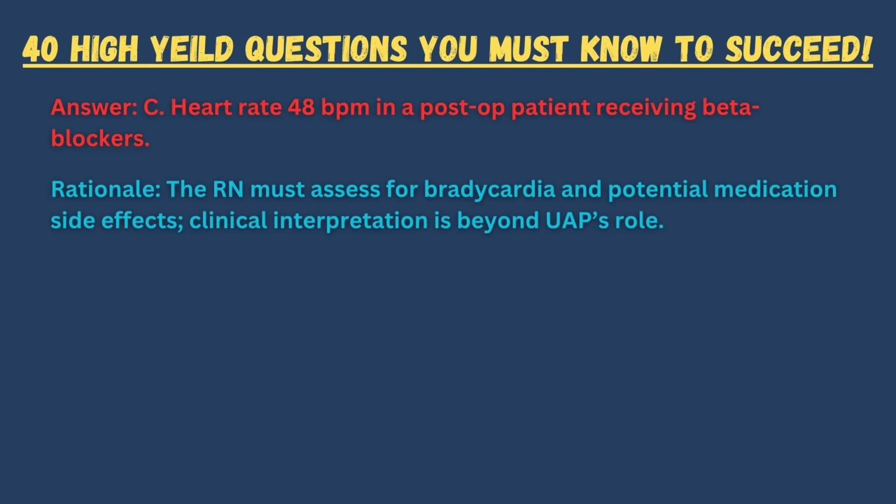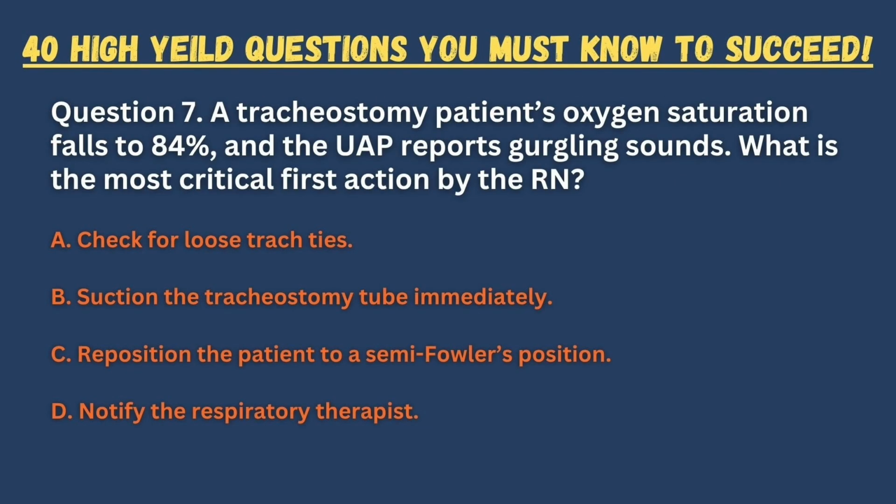Answer: C. Heart rate 48 BPM in a post-op patient receiving beta blockers. Rationale: the RN must assess for bradycardia and potential medication side effects. Clinical interpretation is beyond UAP's role. Question 7. A tracheostomy patient's oxygen saturation falls to 84%, and the UAP reports gurgling sounds. What is the most critical first action by the RN?